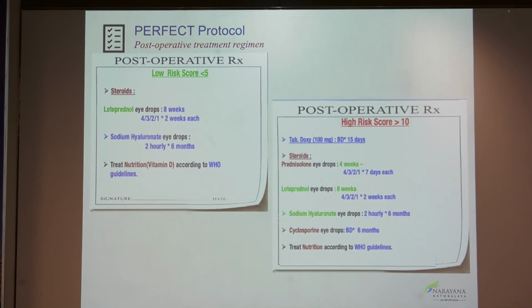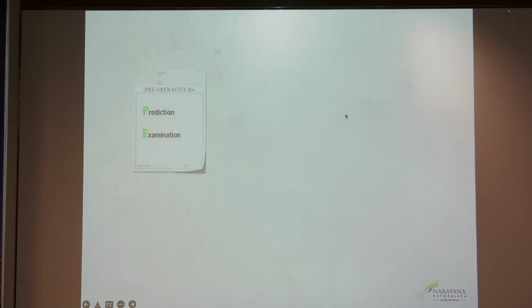But if the patient had a high-risk score to begin with, post-surgery the first choice of steroid would be prednisolone for 4 weeks, followed by loteprednol for 8 weeks in a tapering dose, with sodium hyaluronate, cyclosporin for 6 months, and treat the nutrition according to the WHO guidelines. And if the epithelium was extremely loose and the secretions were higher, please add a tablet of doxycycline for 15 days for this patient.